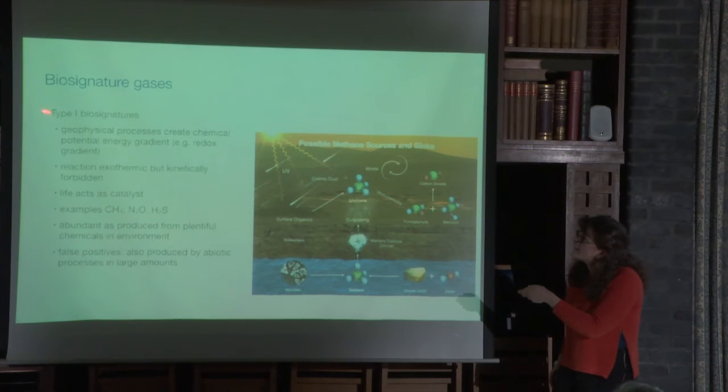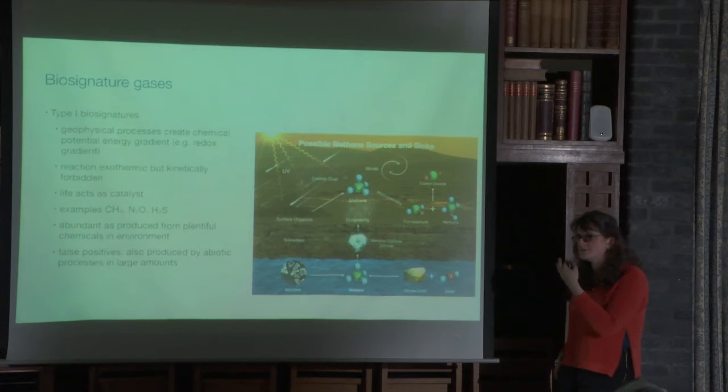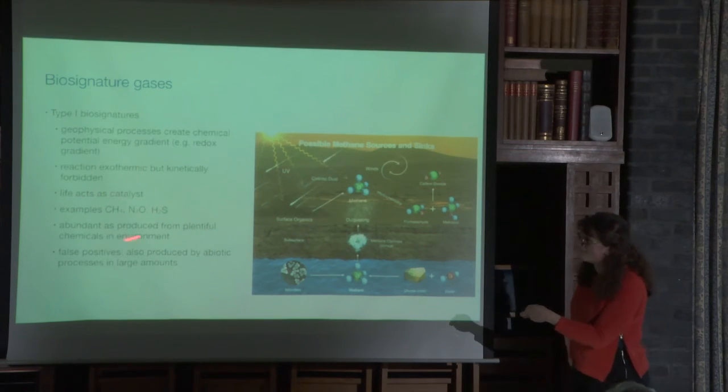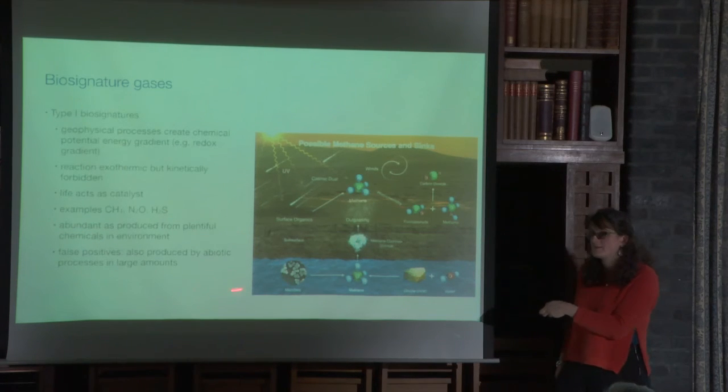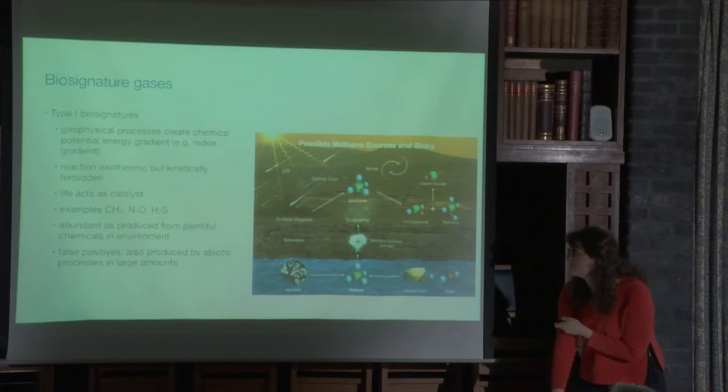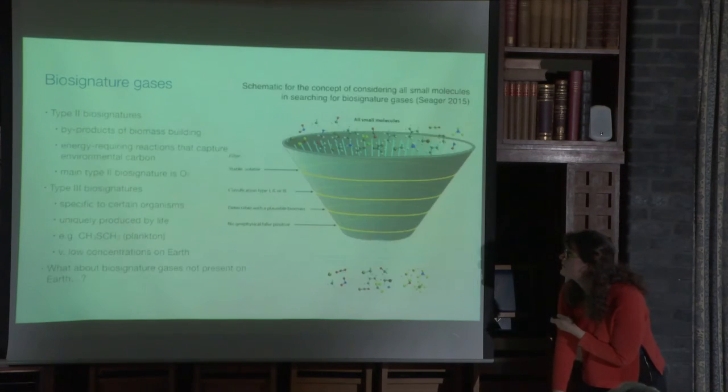And there are basically, typically, 3 types of biosignatures. One of them is simply when you have geophysical processes that create a chemical potential energy gradient, and there's a reaction which would release energy, but there's a potential barrier. Life exploits that by acting as a catalyst. And examples of molecules that are produced by such a process on Earth are methane, nitrous oxide, sulfur dioxide, hydrogen sulfide. And these are abundant, but they're produced by other things as well than life. So they're not very useful as biosignatures on their own.